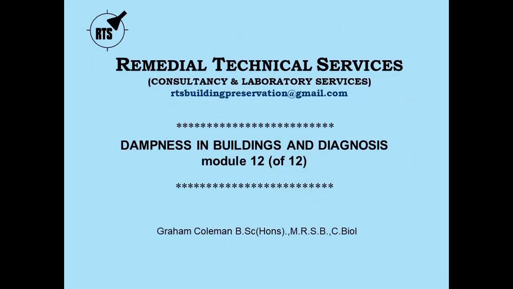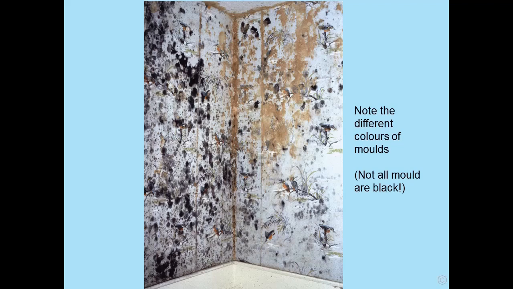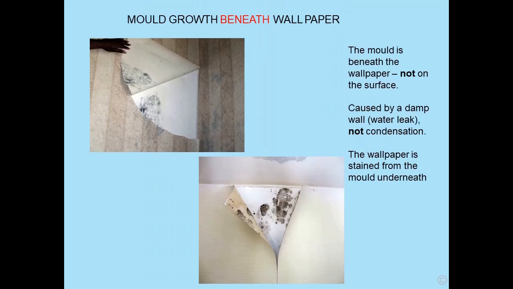Dampness in buildings and diagnosis, module 12. Mould growth. There we are, picture of mould. Note the different colours of the moulds. Not all moulds are black by any stretch of the imagination. Mould growth beneath wallpaper. The mould is beneath the wallpaper, and note it is not on the surface of the paper. These situations where mould occurs as such are caused by dampness in the substrate.